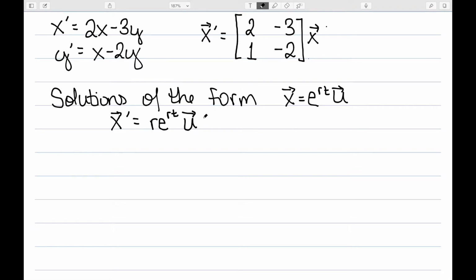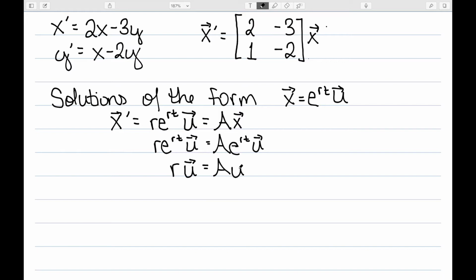And in order to satisfy my normal form, x prime needs to be equal to Ax. Well, I'm claiming that I know what x is, so this should be A times e to the rt u. I can divide both sides by e to the rt. Now I have ru is equal to Au. Getting everything to one side of the equation, I have 0 is equal to Au minus ru.